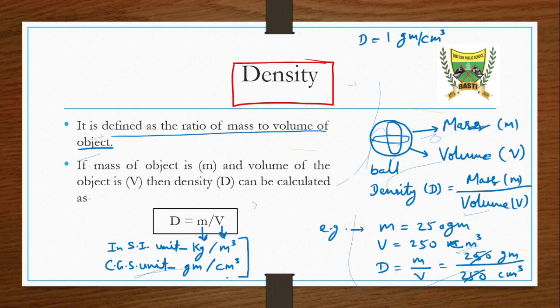So we have two units. In the SI system, kilogram per meter cube is the unit of density. Or, in the CGS system, gram per centimeter cube. Got it? So this is how we calculate the density.